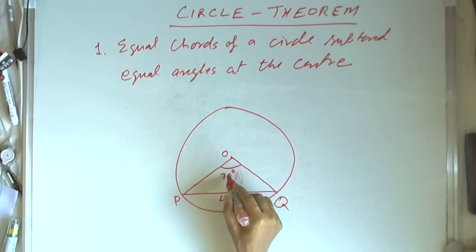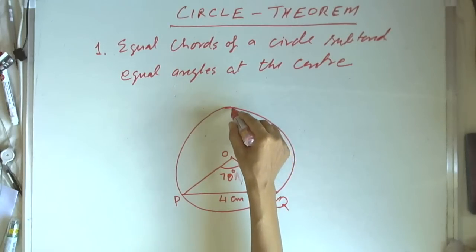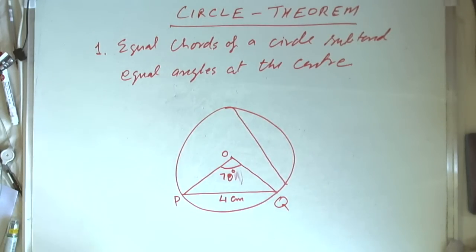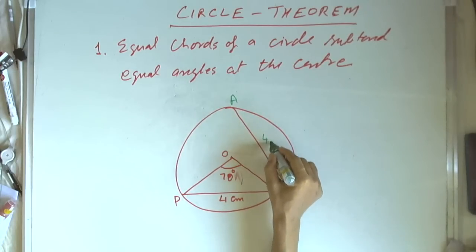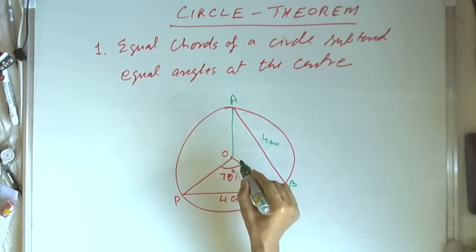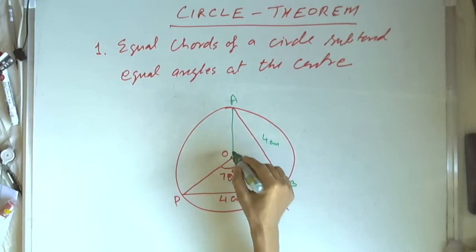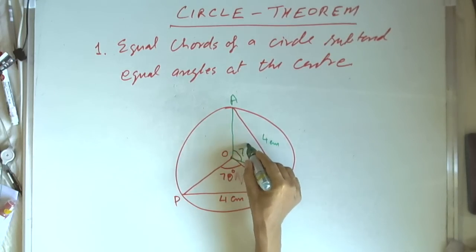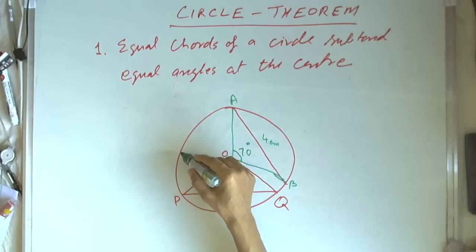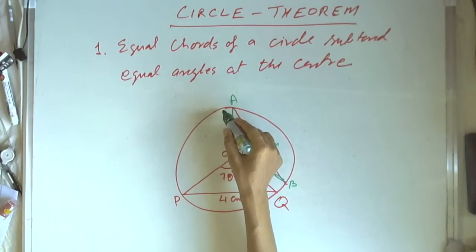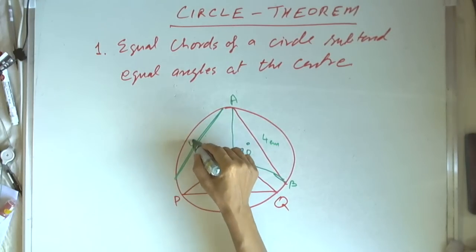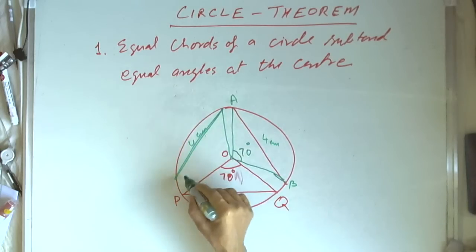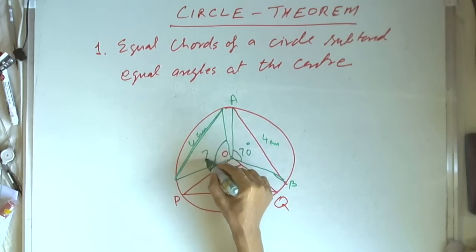Now we have another chord of the circle which is also 4 centimeters. So this is another chord, say AB, and the length of this chord is also 4 centimeters. So this chord will also subtend an angle of 70 degrees at the center. Similarly, if we have another chord which is also 4 centimeters, then this chord will also subtend an angle of 70 degrees.